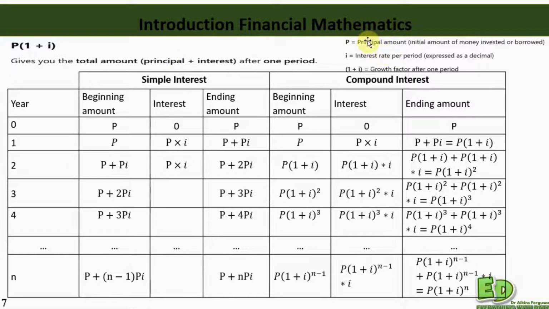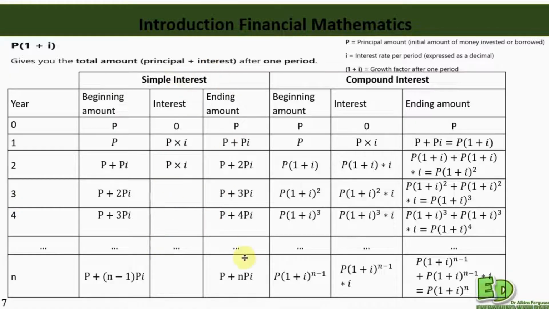So the principal here, right, that's the initial amount of money invested or borrowed. That is the P. I here is the interest rate per period. 1 plus I, that's the constant plus the interest rate, is the growth factor after 1 year period. So this table shows how the calculations for simple interest and compound interest are being done. So we have the year, beginning amount, the interest, the ending amount.